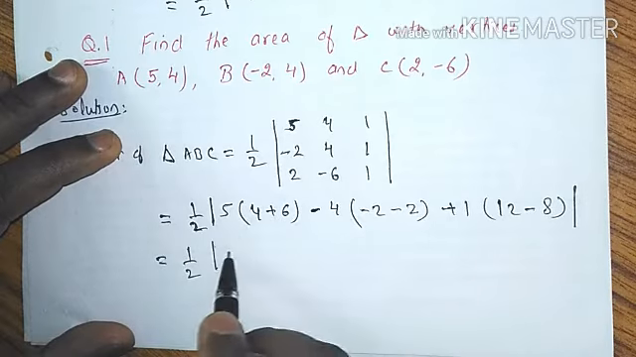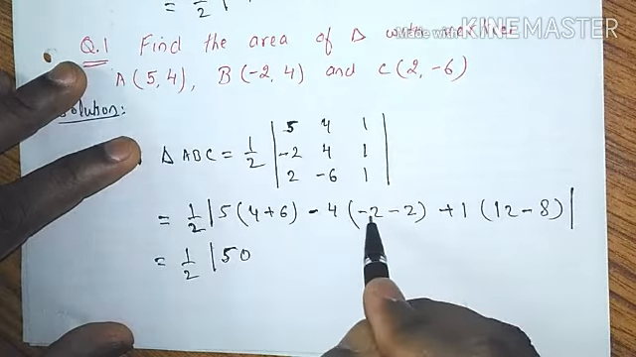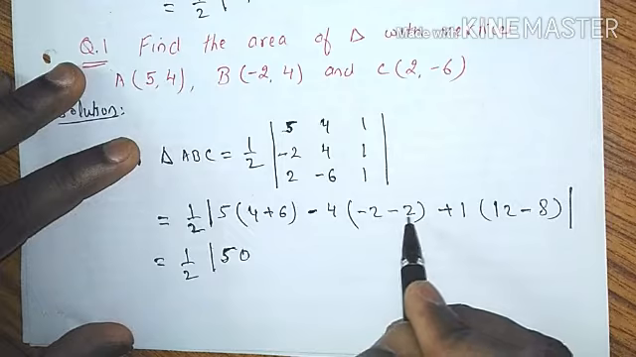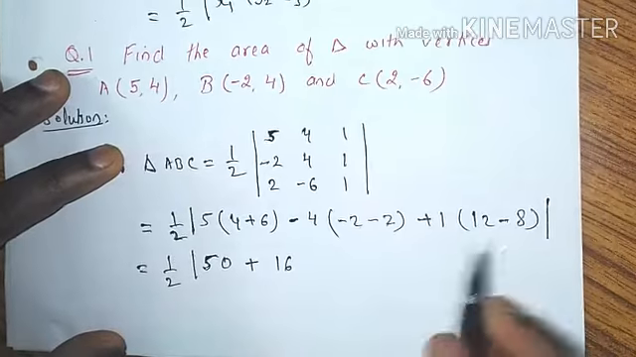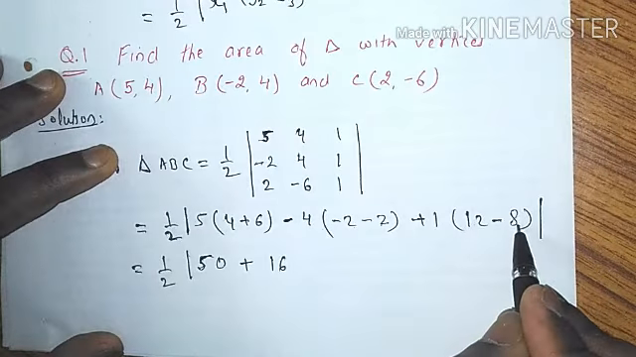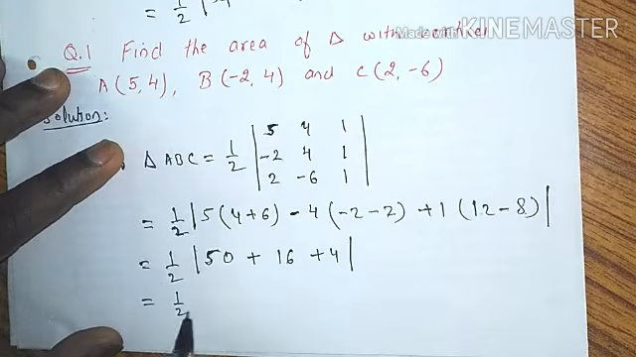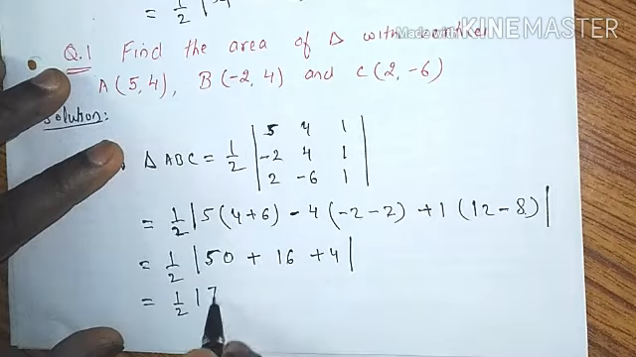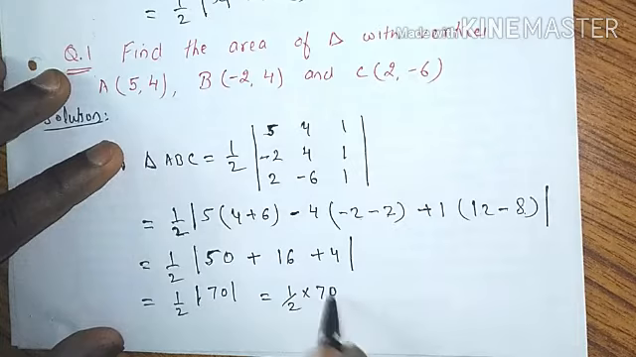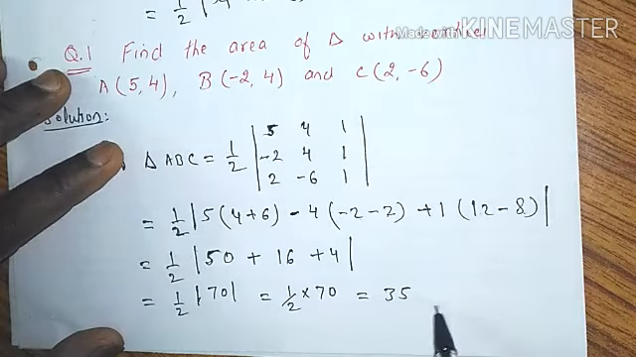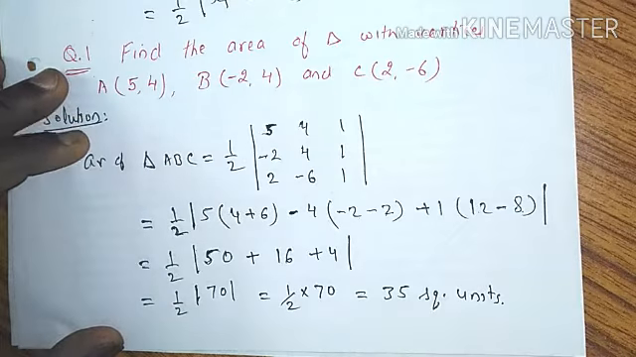5 into 10, this becomes 10, so this is 50. Then minus 2 into minus 2 minus 2 minus 4, and minus 4 into minus becomes plus, so 4 fours are 16. And then here 12 minus 8 is 4, 4 into 1 is 4, right? So this will be half into the absolute value of this, which becomes 70. 70 is already positive, so this is half of 70, and half of 70 is 35. So 35 square units is the area of this triangle.